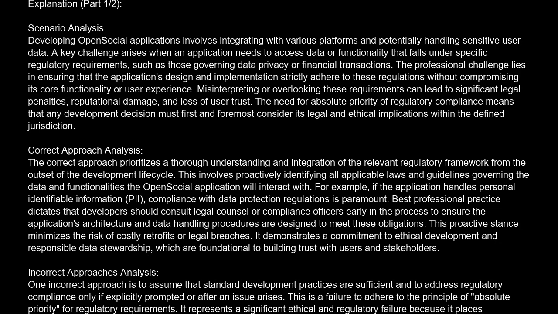Correct answer is D. Implementing robust data anonymization techniques for all user data collected, ensuring alignment with GDPR principles, and conducting regular privacy impact assessments throughout the development lifecycle.